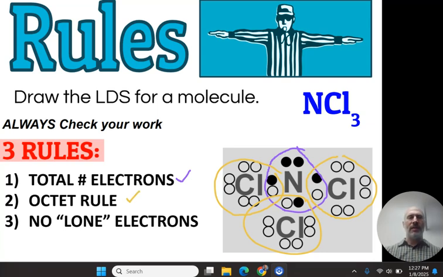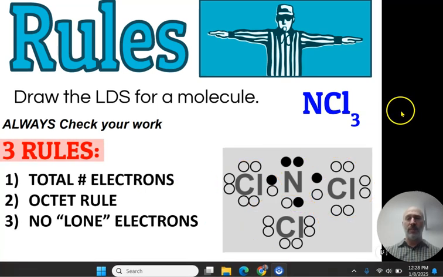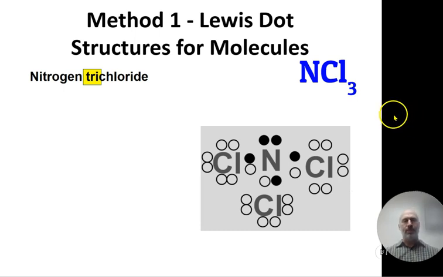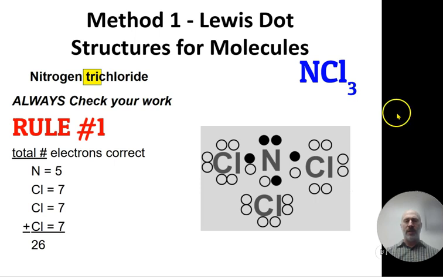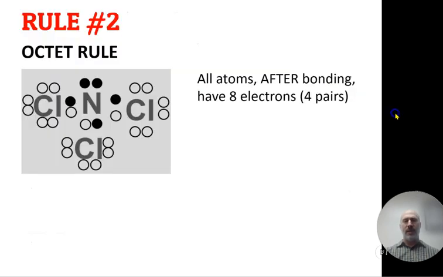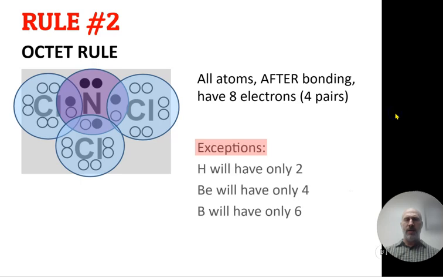All right, then lastly, there are no lone electrons. You can't have a single random electron all by itself. So this one doesn't have that, which means we're good to go with that rule. So those are the 3 rules you have to make sure you're good with as you go through these. So for nitrogen trichloride, total number of electrons, as we just went through, is 26, and it has 26, so it's good. Octet rule, you got 8.